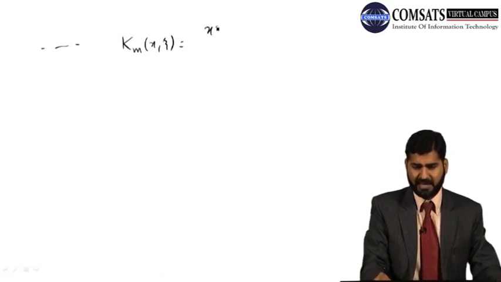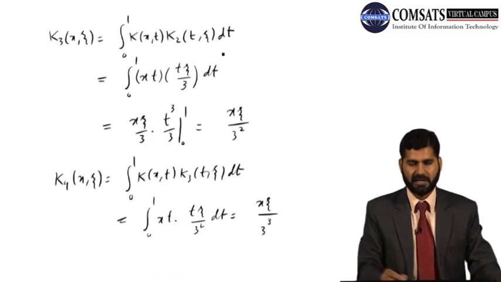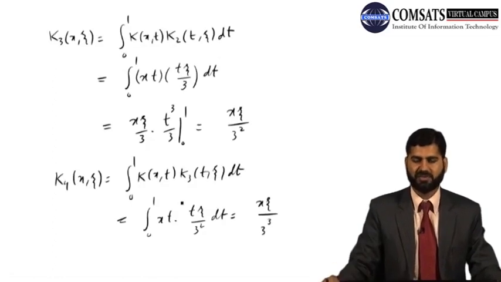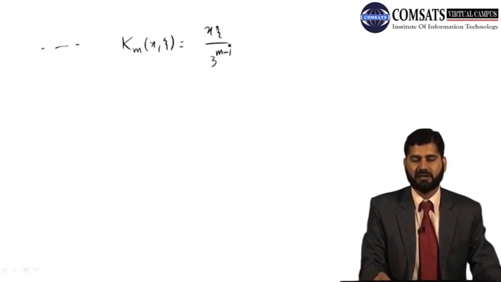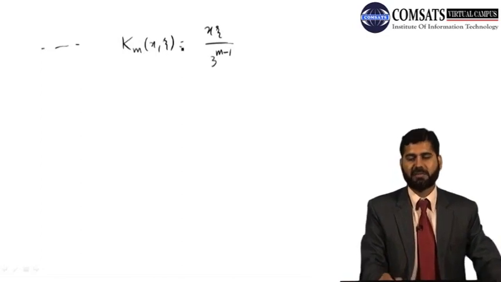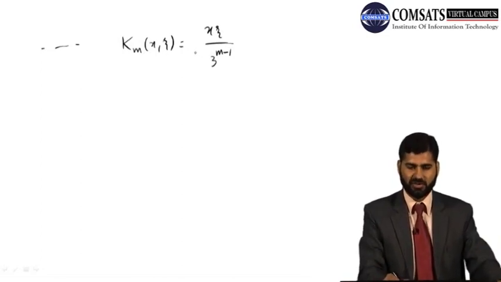Right? So if I generalize it, Km(x, xi) will be x xi by 3 to the power m or m minus 1. Let's see. Yeah, for 3 it is 2, for 4 it is 3. So it is m minus 1. Right? One less power. For K2 it was 1, for K3 it was 2. So for m it will be m minus 1. So this is your Km.